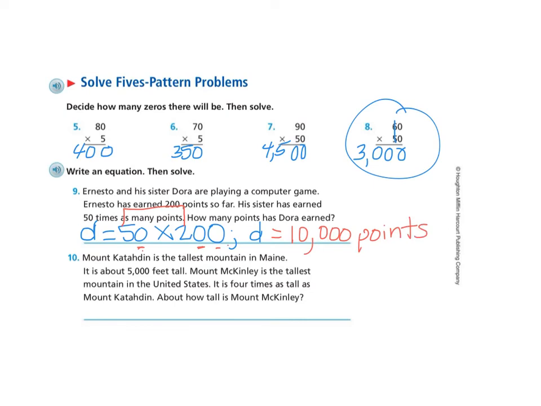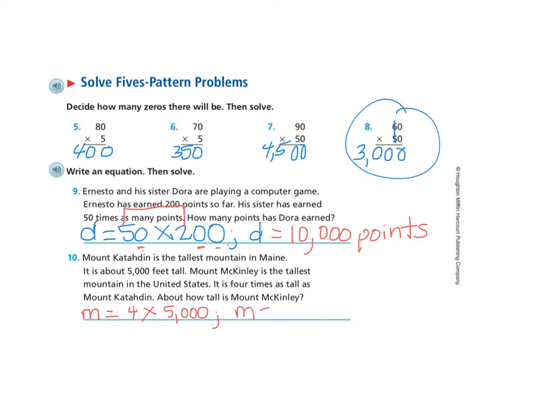Mount Katahdin is the tallest mountain in Maine. It's about 5,000 feet tall. Mount McKinley is the tallest mountain in the United States. It is 4 times as tall as Mount Katahdin. How tall is Mount McKinley? So if I want to know, Mount McKinley equals 4 times Katahdin, which is 5,000 feet, what is McKinley?